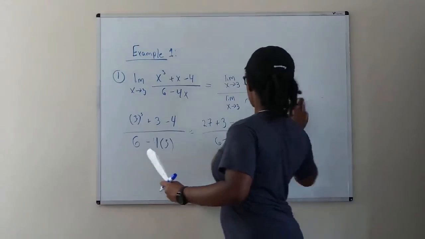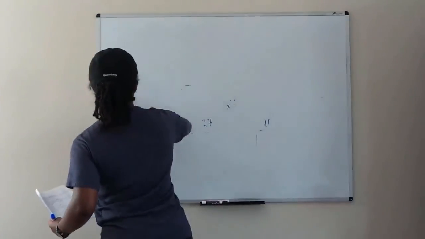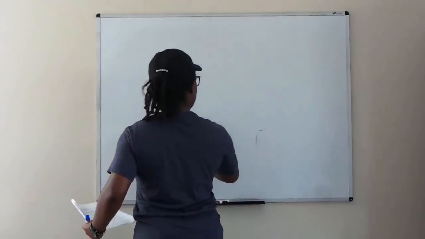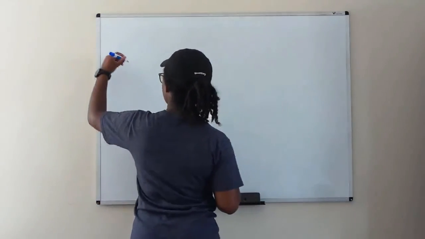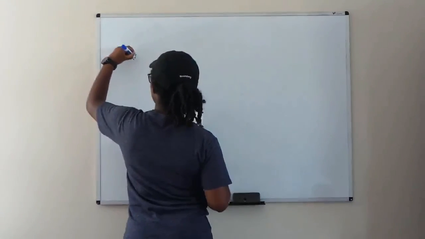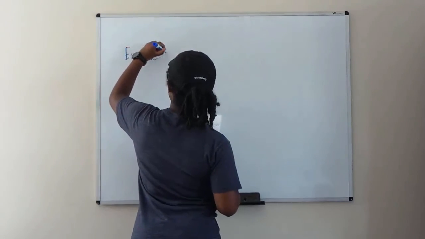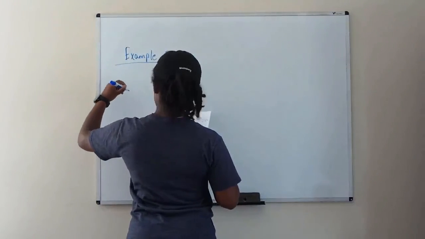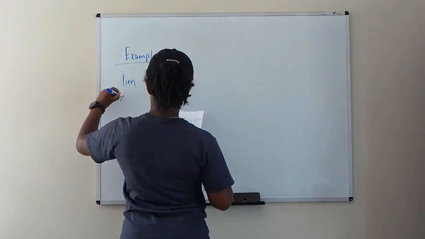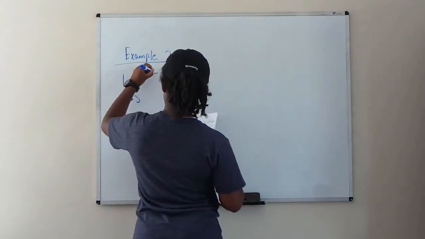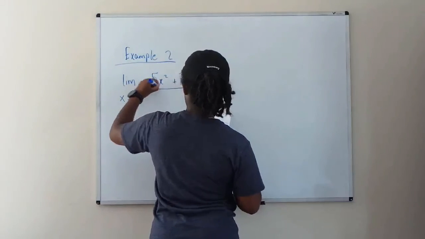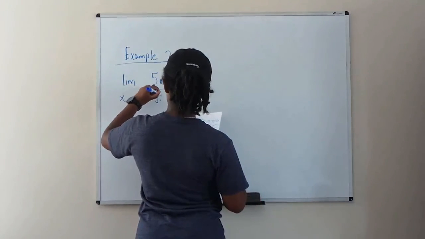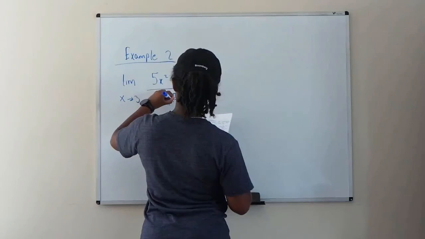Okay, so we're going to do one more example before we get into ones that we can't just directly substitute this easily. Okay, so example 2. We're asked to find the limit as x approaches 3 again of 5x squared plus 2x, all over sine of pi over 2 x.